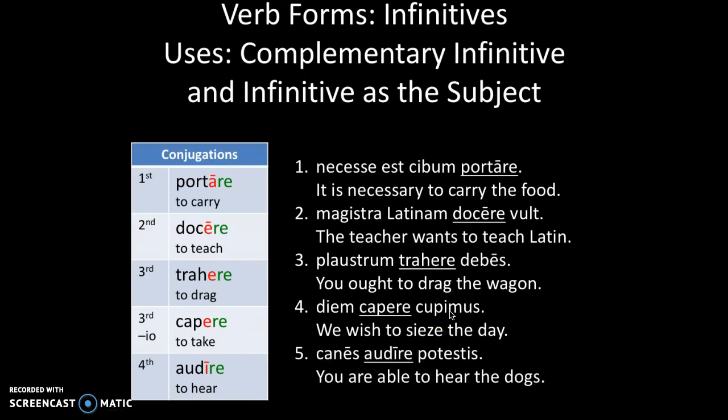Canes audire potestis, you are able to hear the dogs. This is also a complementary infinitive. Audire is completing the idea of the main verb, which is potestis.